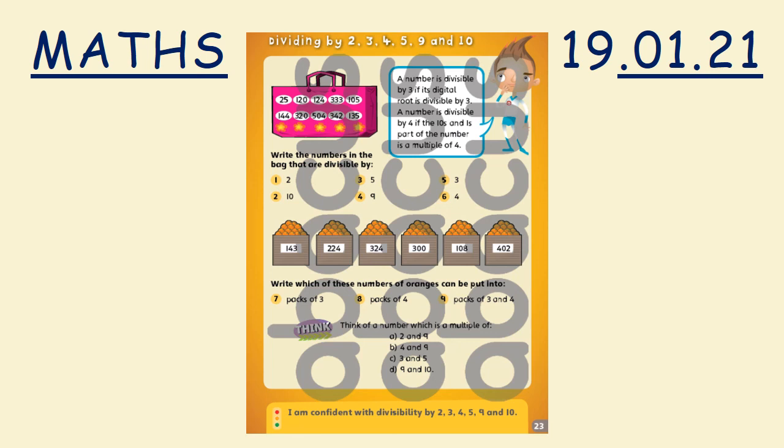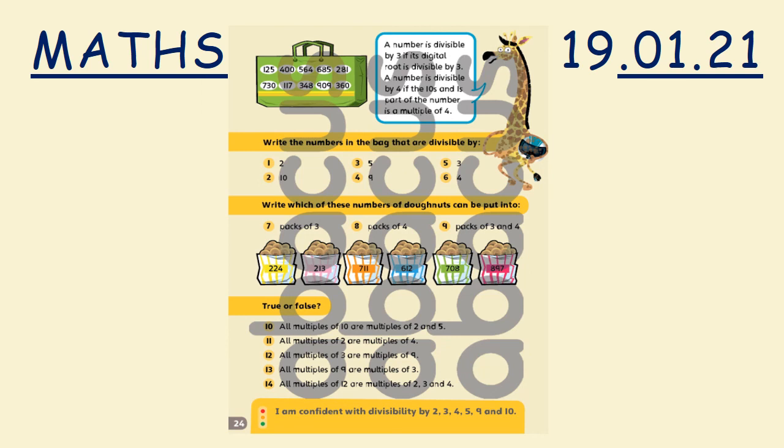Then you have to write which of these numbers of oranges can be put into packs of 3, packs of 4, or packs of 3 and 4. If you are confident, write the numbers in the box that are divisible by 2, 10, 5, 9, 3, and 4. Then write which of these numbers of donuts can be put into packs of 3, packs of 4, or packs of 3 and 4, and then check which statement is true and which statement is false.